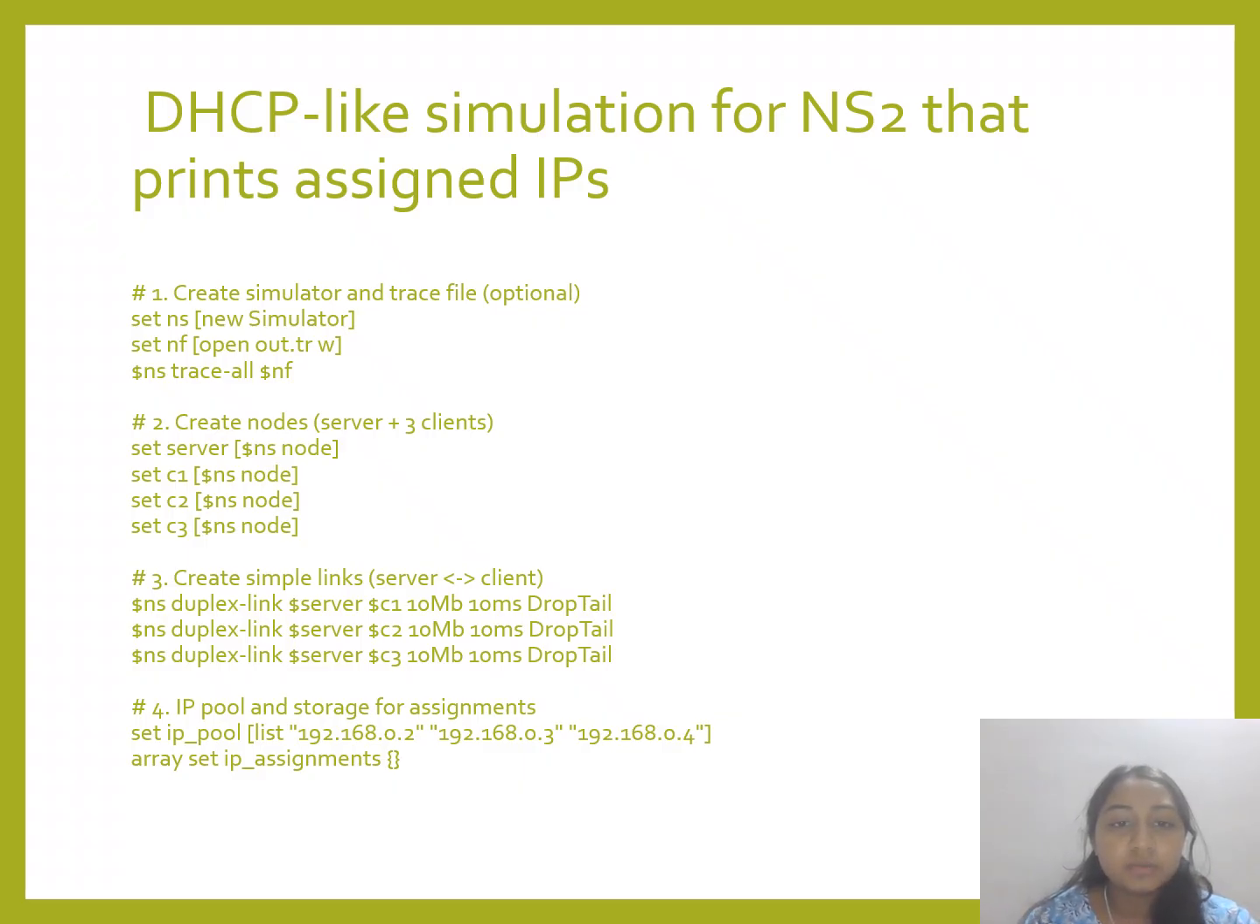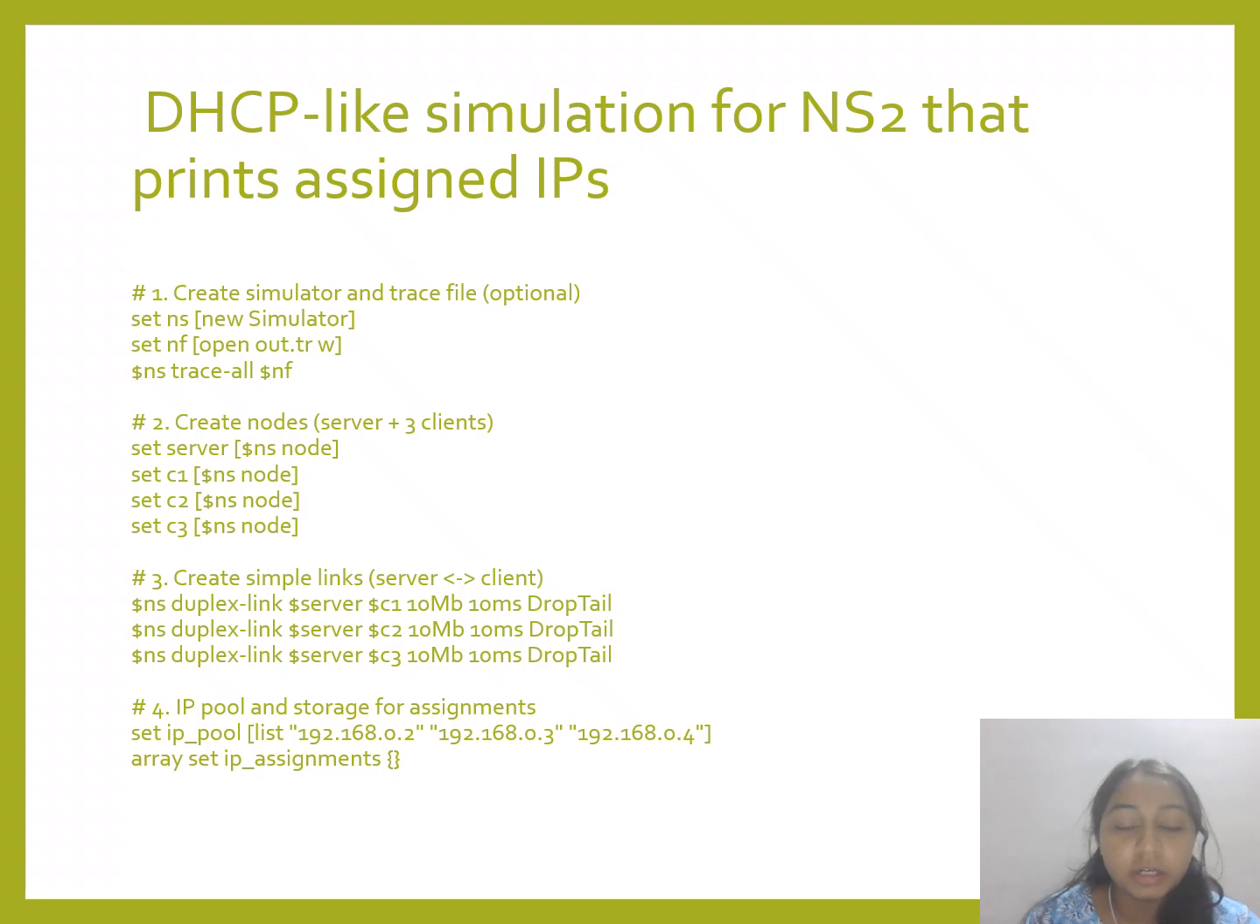The node contains one server and three clients, as I mentioned before, in which the server is the DHCP server, and the clients, that is C1, C2, C3, are nothing but the client devices. And next is to create the links between the server and the clients.